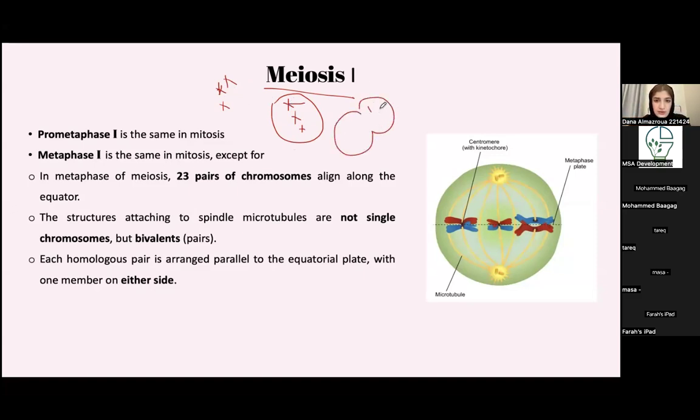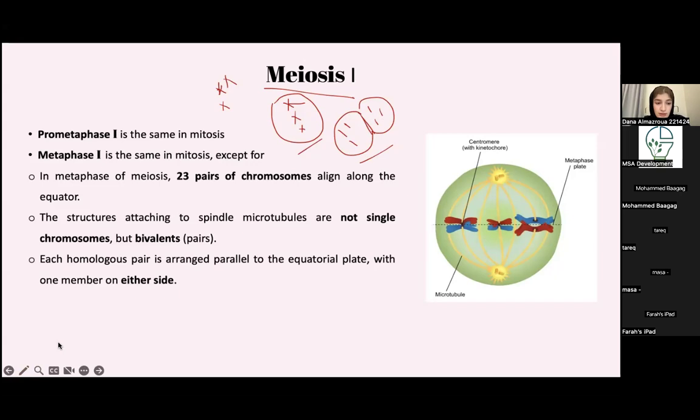And then we had 46 chromosomes here and 46 chromosomes here. Each one of them, let's imagine these are two cells, each one of them having 46 chromatids. Do you remember this was what's happening in mitosis?